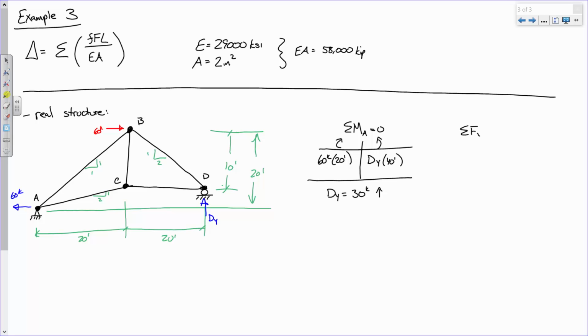And if I sum forces in the y direction, if dy is 30 kips going up, what is ay? 30 kips going down. So ay goes down.